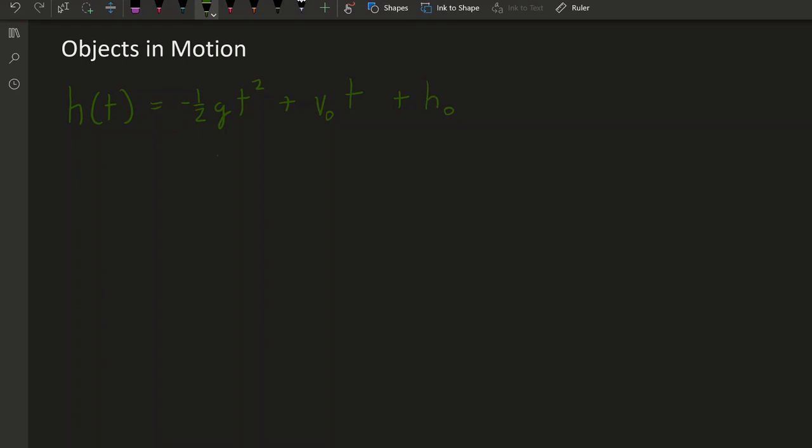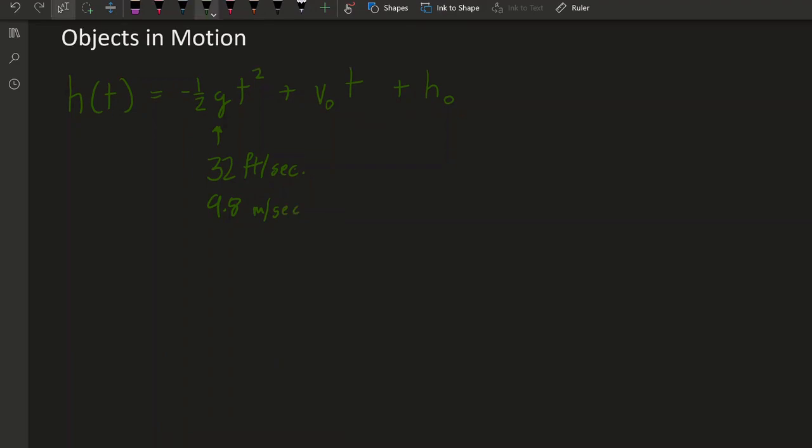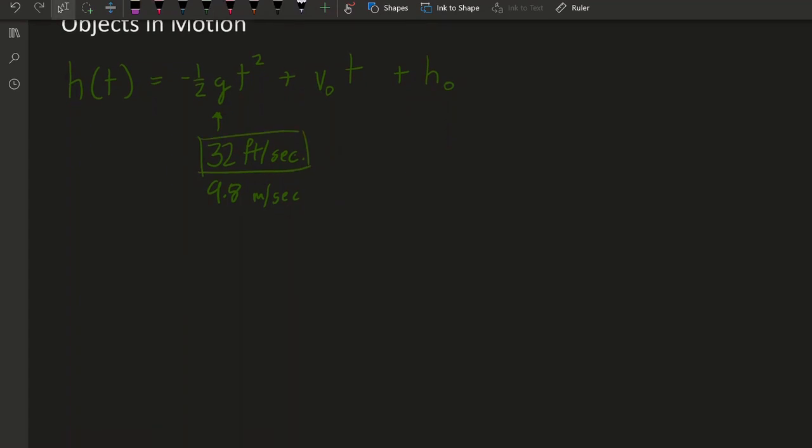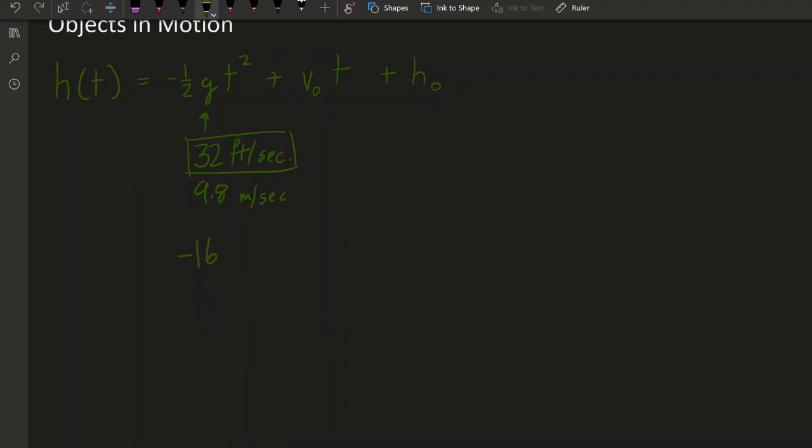Now, gravity is constant on the planet Earth, and as long as we are talking about gravity on the planet Earth, we will use either 32 feet per second squared, or if we're using metric, 9.8 meters per second squared. For this lesson, we will use 32 feet per second. We will keep it in feet. So the formula can be simplified to -16t squared plus initial velocity times time plus the initial height.